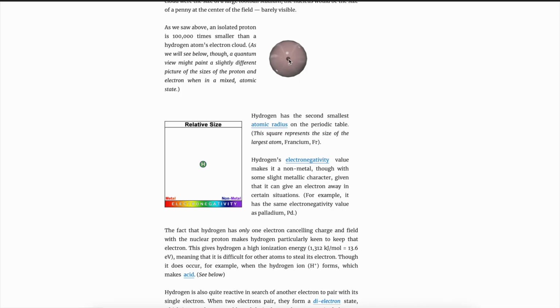If we scroll down further, you will see that there's another representation here, just trying to evoke that idea of electron density around the nucleus. I must also point out that the nucleus is highly exaggerated in size. If the atom were the size of a football stadium, the nucleus would be the size of a penny placed at the center of the field, which means it would pretty much be invisible from the stands.